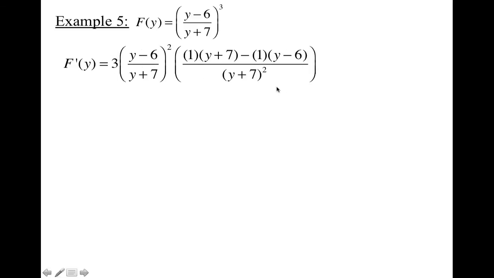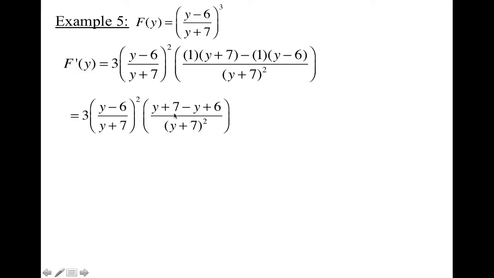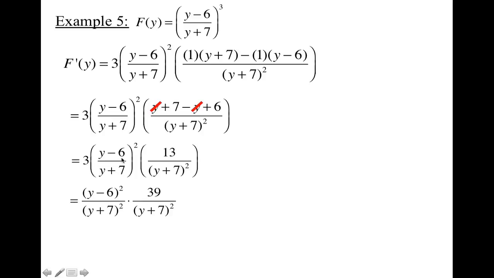Now, to do the derivative of the inside, I am applying the quotient rule. The derivative of the top, which is 1, times the bottom, minus the derivative of the bottom, which is also 1, times the top, all over the bottom squared. Now I can go ahead and simplify to get the following, and I can cancel out the y's, combine like terms, to get the following. Now I can use the exponent property, so I have (y minus 6) squared over (y plus 7) squared, and also at the same time do 3 times 13 to get the following. And I have (y plus 7) squared on the bottom twice, so that means I actually have (y plus 7) to the 4th power. And you are done.